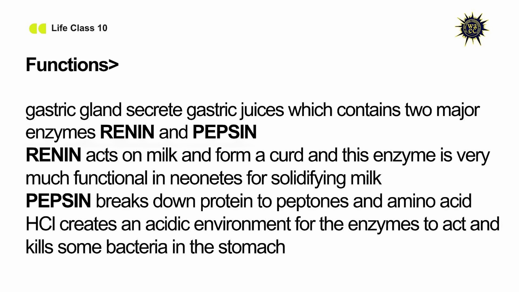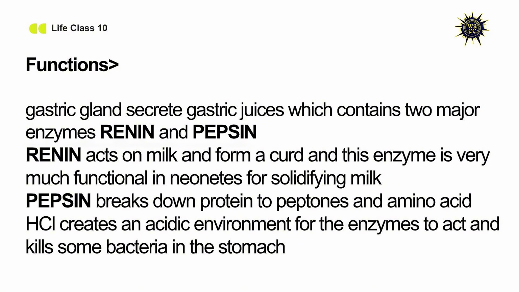So, first, you need to know that in the stomach, the gastric gland secretes gastric juices, which contain two major enzymes. And these enzymes are renin and pepsin. The renin will always act on milk to form a curd, and this enzyme is very much functional in neonates. That means in little babies that still feed on milk, it helps to solidify their milk and turn it into what you call a curd. So that is the function of the renin.